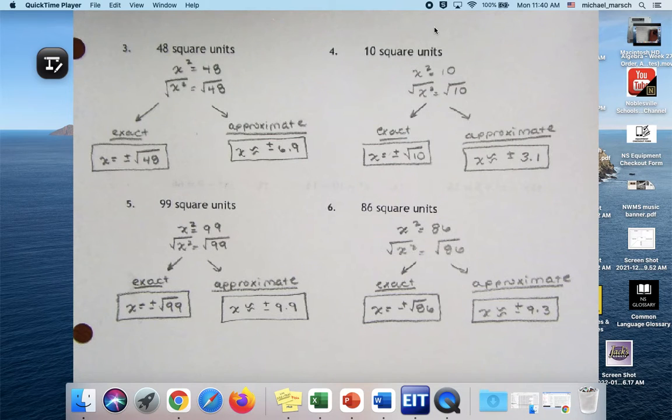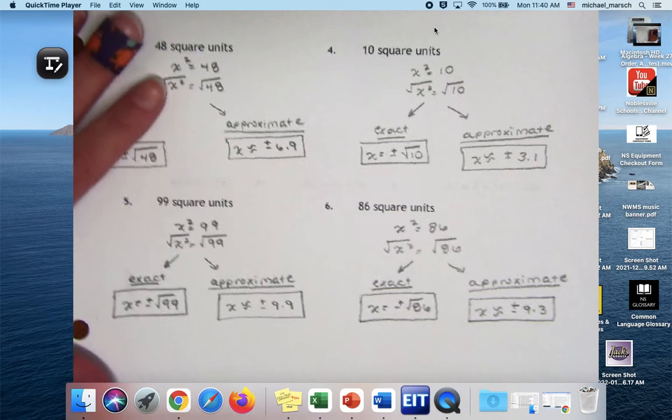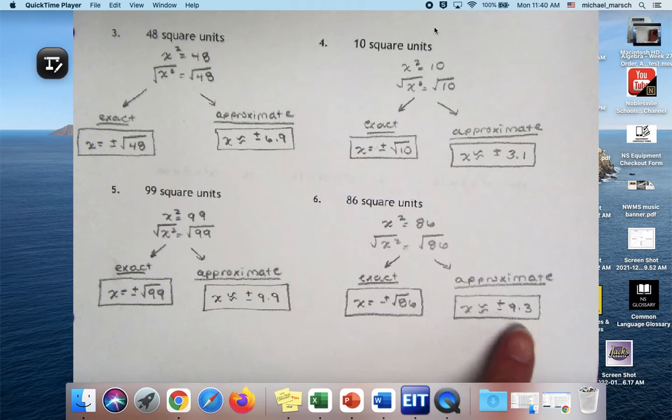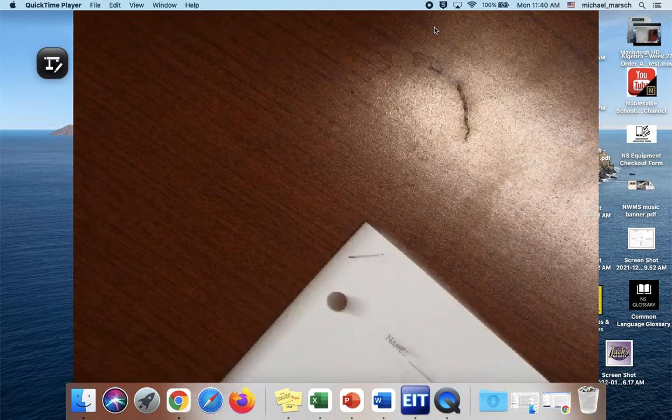Okay. Your answer should be plus or minus square root of 99, about plus or minus 9.9, and plus or minus square root of 86, about plus or minus 9.3. Oh my gosh, I actually did that right. I feel really smart because I did that on my own. Okay, let's go on to the next page.